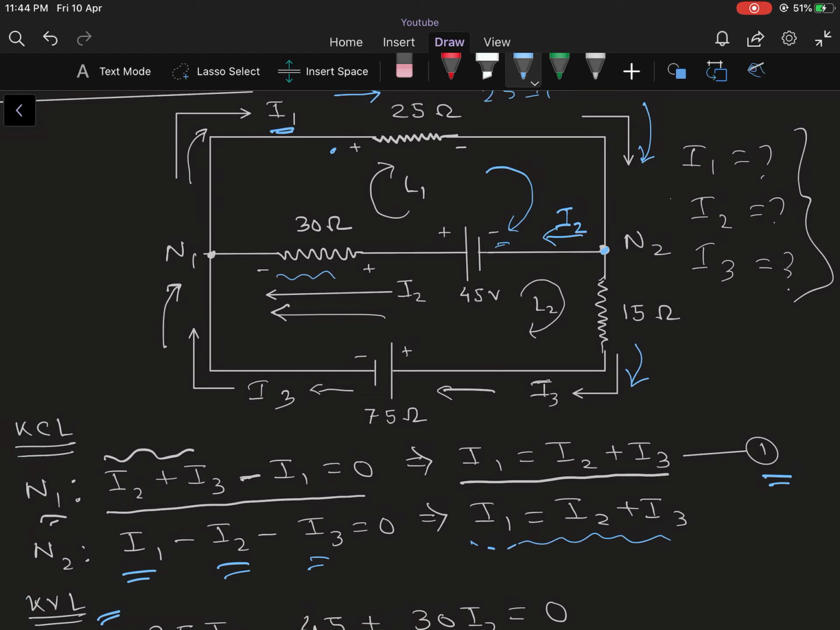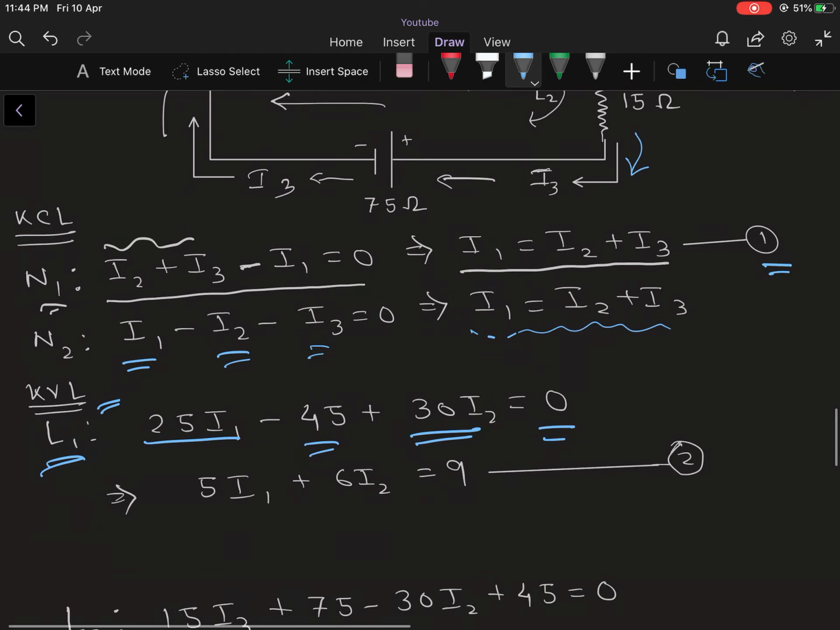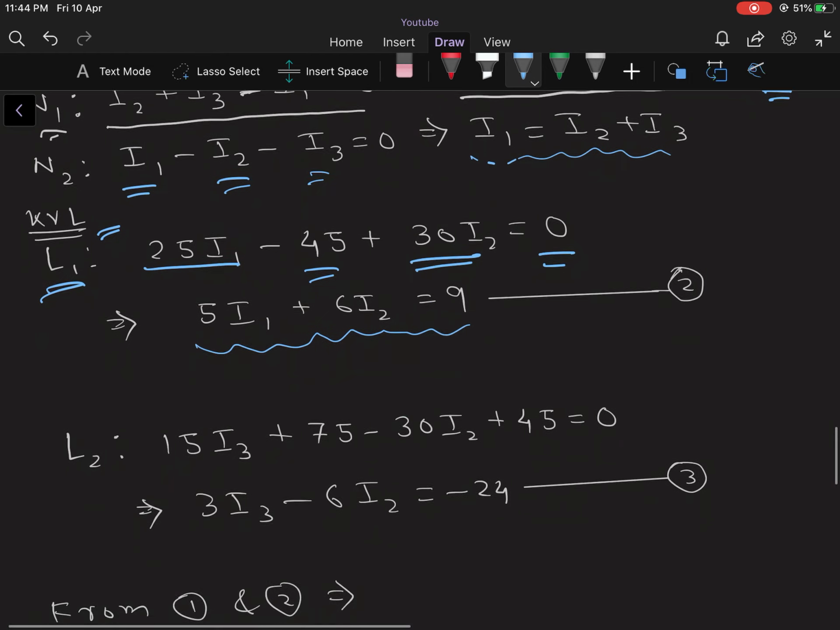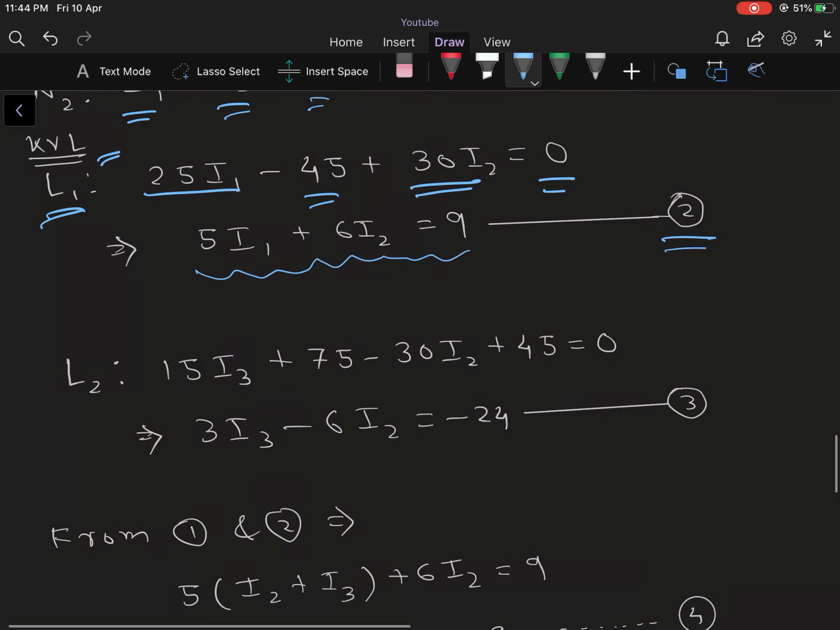Now before completing the loop, we reach here. The voltage drop across the 30 ohm will be 30 into I2. In that case, we are going with the current, that's why we have to take the voltage drop again positive, plus 30 I2. So this is our equation. Now a little bit of mathematics will give it a simpler form: 5 I1 plus 6 I2 equal to 9. Indicate this as equation 2.